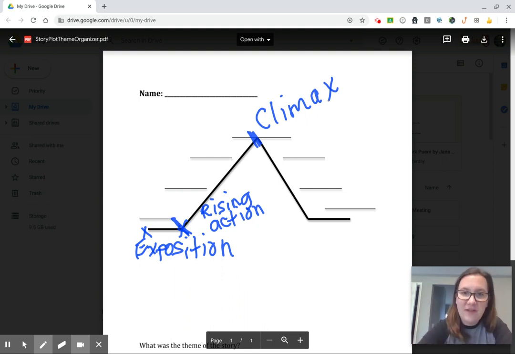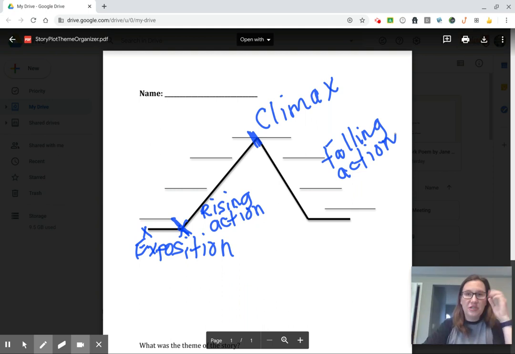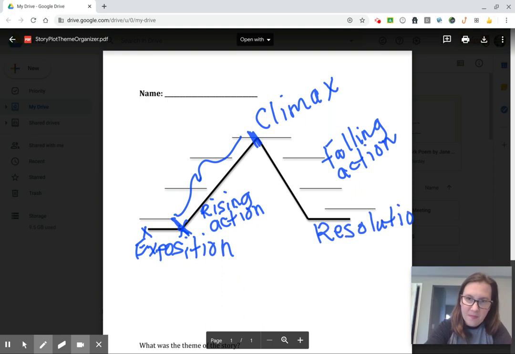After we reach our climax, we have what's called falling action. And falling action is how our characters are starting to solve the problem. You really see how it's going to work out. The author is starting to tie up loose ends of smaller problems that happened within the rising action. And then finally, we have what's called resolution. And resolution is when the author wraps everything up. The problem is solved. There's no loose ends. We know how everything comes together. This is our basic plot.